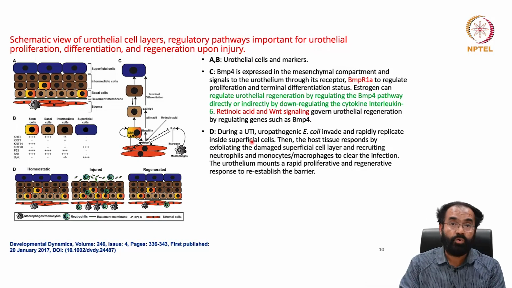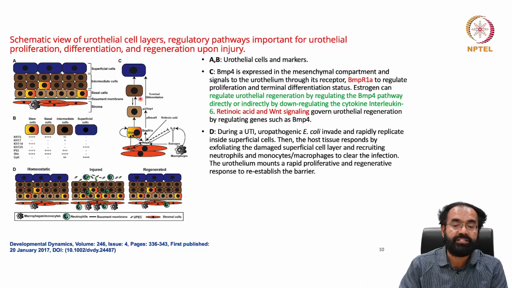During UTI, urinary tract infection, what happens? Uropathogenic E. coli invade and rapidly replicate inside the superficial cells, what you are seeing here, the blue colored one or the violet colored one. Then the host tissue responds by exfoliating the damaged superficial cell layer and recruiting neutrophils and monocyte macrophages to clear the infection. The urothelium mounts a rapid proliferative regenerative response to re-establish the barrier.